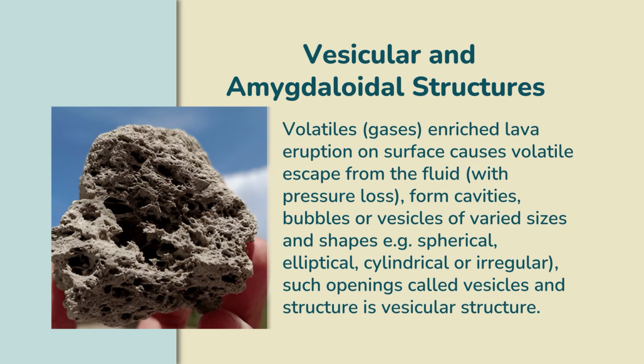and form cavities, which we call vesicles. They are in the form of bubbles or vesicles, of varied sizes and shapes. They may be spherical, elliptical, cylindrical or irregular. Such openings are called vesicles, and the structure is called vesicular structure.